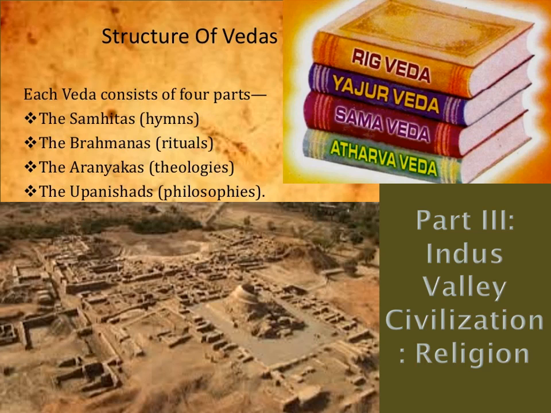Another major source is to look at the oldest Sanskrit text of the Aryans, known as the Vedas. Vedas means knowledge, and there are four Vedas. The four Vedas are known as Rig Veda, Sama Veda, Yajur Veda, and Atharva Veda. You can see the four Vedas in the top right picture here.